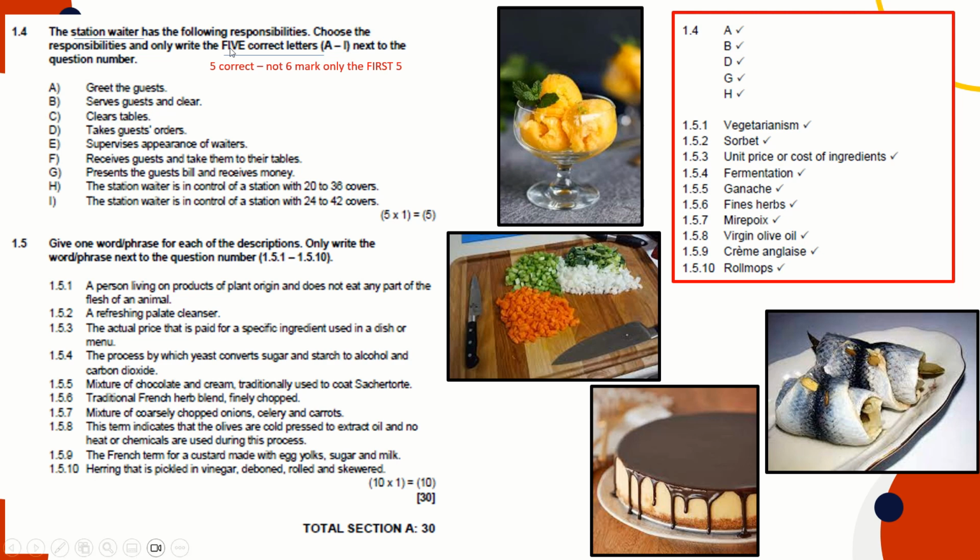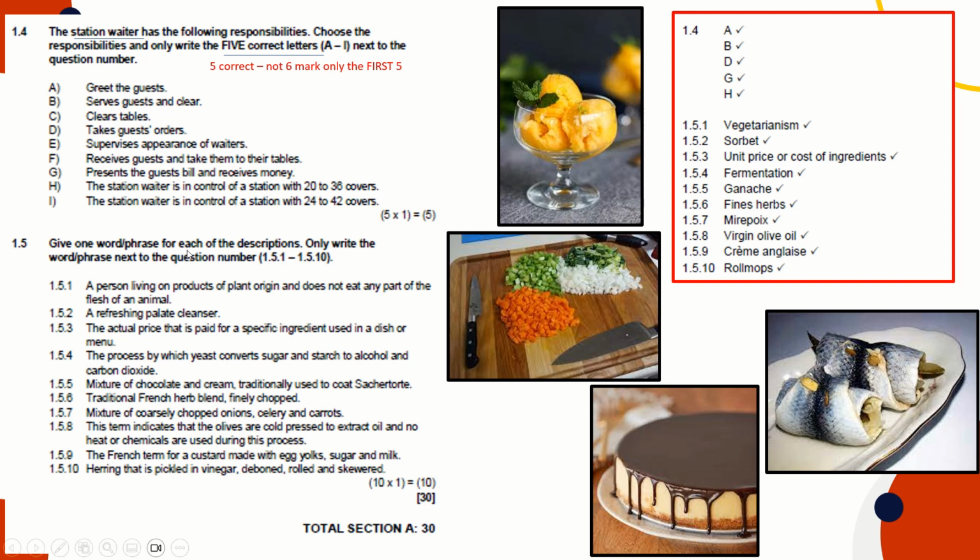The correct ones are A, greet the guests. B, serve the guests and clear. D, takes the guest's orders. G, present the guest with bill and receives the money. And then H, the station waiter is in control of a station with 20 to 36 covers.